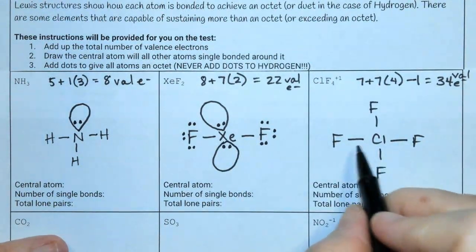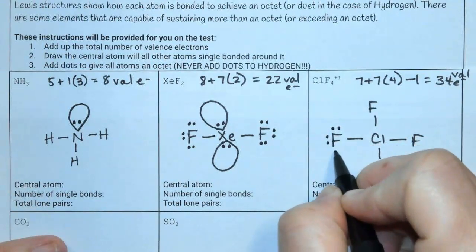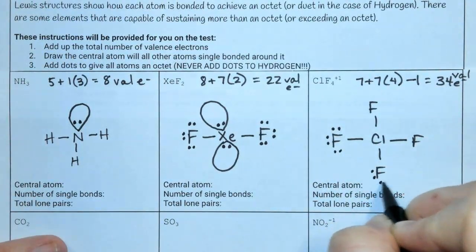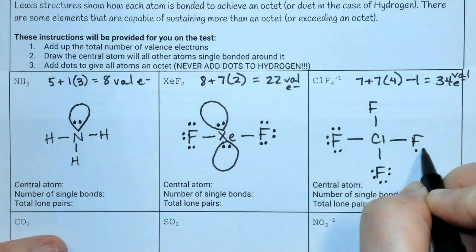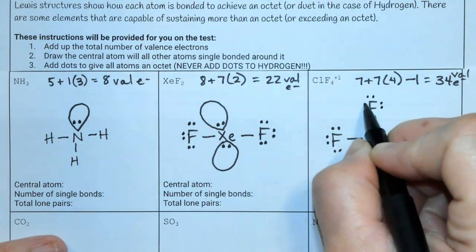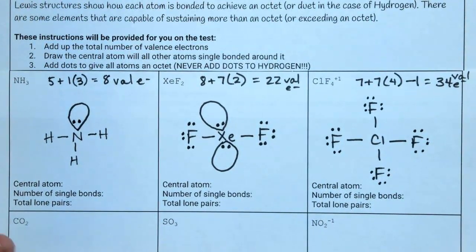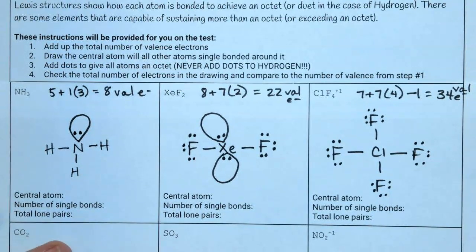All right, next we're going to come over here, and each fluorine atom needs 3 pairs of electrons to give it an octet. And then the central atom, the chlorine in the middle, already has what appears to be an octet, 2, 4, 6, 8. So step 3 is done. Everybody's got their dots except for hydrogen.